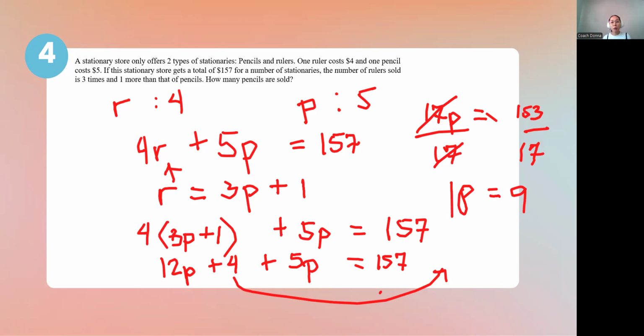So the number of pencils is what we're looking for, and P represents the number of pencils. So the answer is already 9. We don't need to solve for anything else here. We can stop here. Okay. If you have questions, let's proceed to the next number.